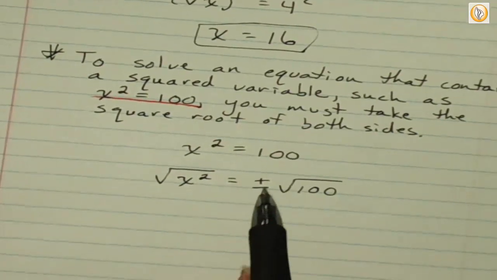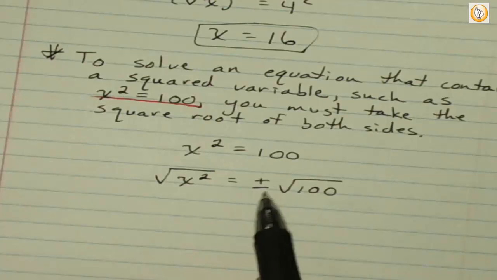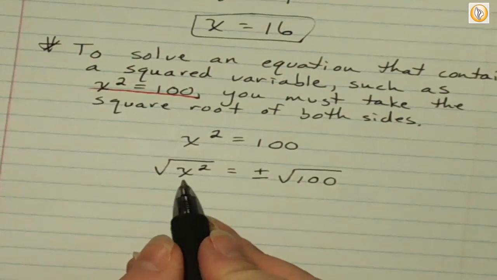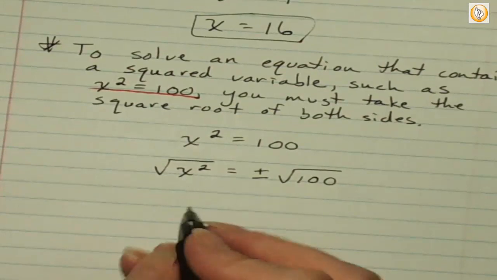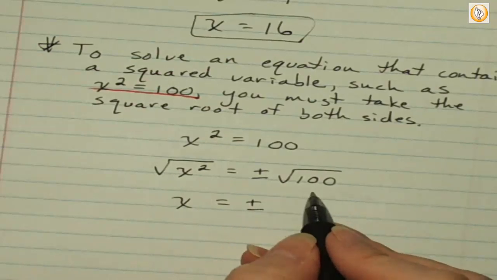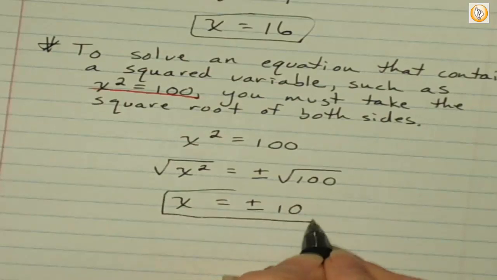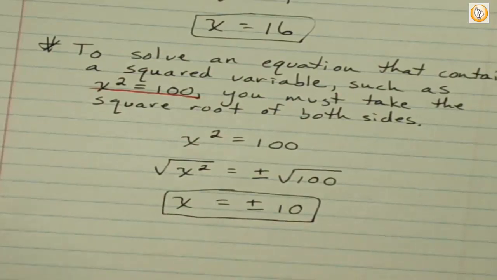Now, I have a plus and minus here. I'm going to explain that to you in just a minute. So the square root of x squared is x, plus or minus, what's the square root of 100? 10. There's the answer. I thought the answer was just 10.